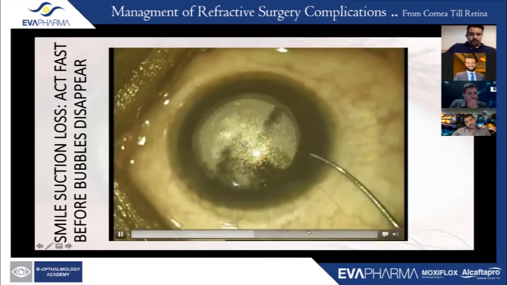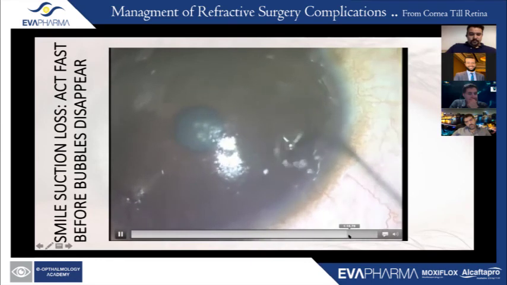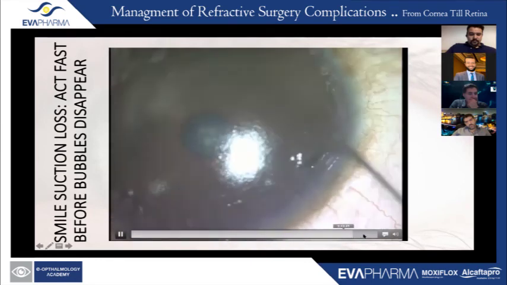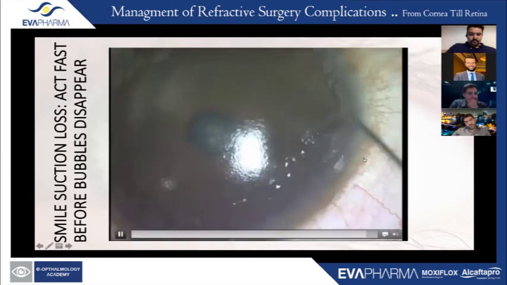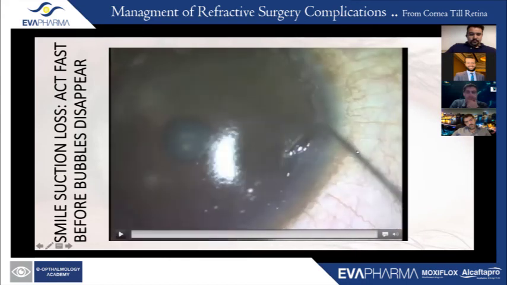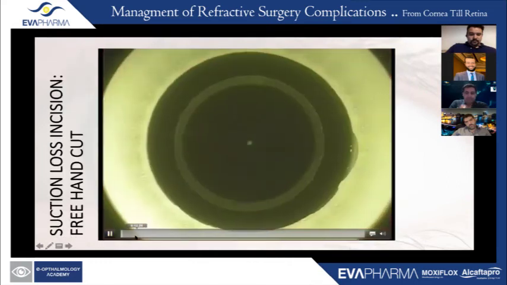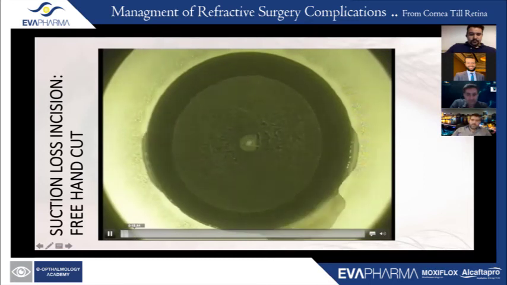So this case was by a trainee, and by the time they called me, I was trying to search for the incision, and we couldn't find any incision. There were no bubbles left to guess where the cap cut margins were. So this case was aborted, and femto-LASIK was later done. Here's an interesting case where they then learned the importance of asking for help immediately.